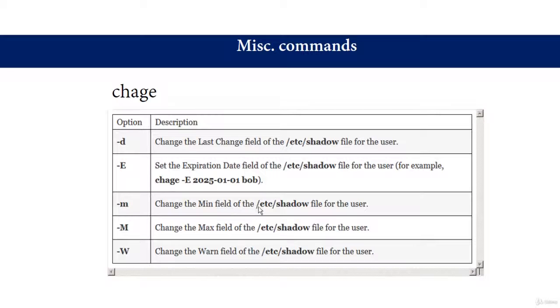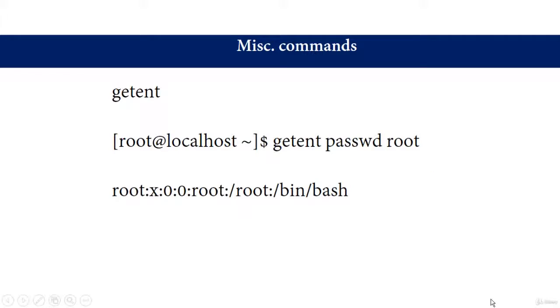-m will change the minimum field of the /etc/shadow file for the user. -M, capital M, will change the maximum field of the /etc/shadow file. -W will change the warn field of the /etc/shadow file, which warns before the password expiration.